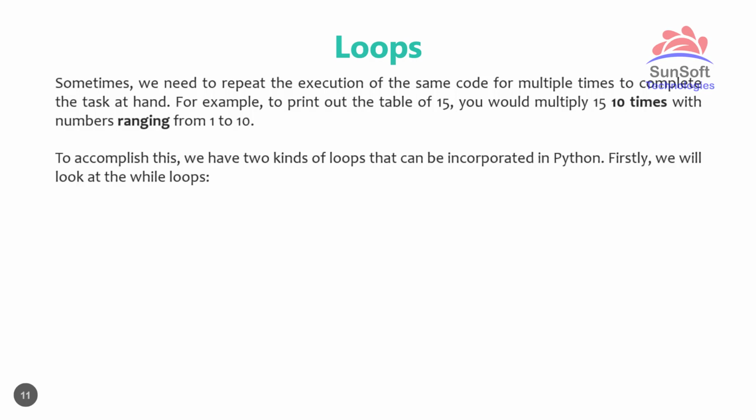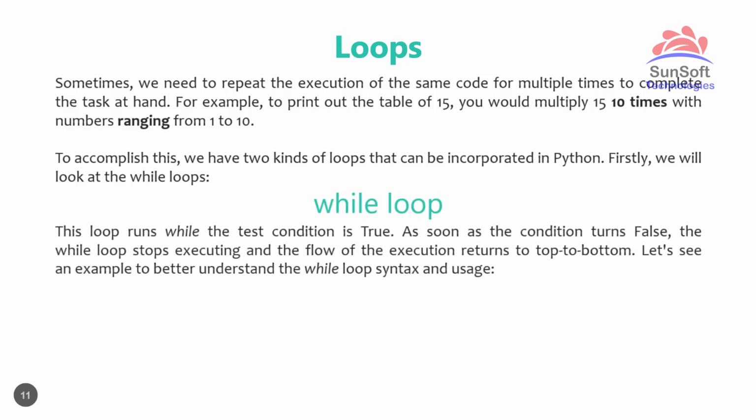First we will look at the while loops. This loop runs while the test condition is true. So it will work on a condition and see if it is true, and as long as it's true, it will run the body that is provided, and the body is provided with the indentation only. As soon as the condition turns false, the while loop stops executing and the flow of execution returns to the top to bottom style. So basically it was going from top to bottom, and in between it encountered the loop, so it ran that many times until the condition turned false, and as soon as it turned false, it went back to the last of the loop. Now let's see an example to better understand the while loop syntax and usage.